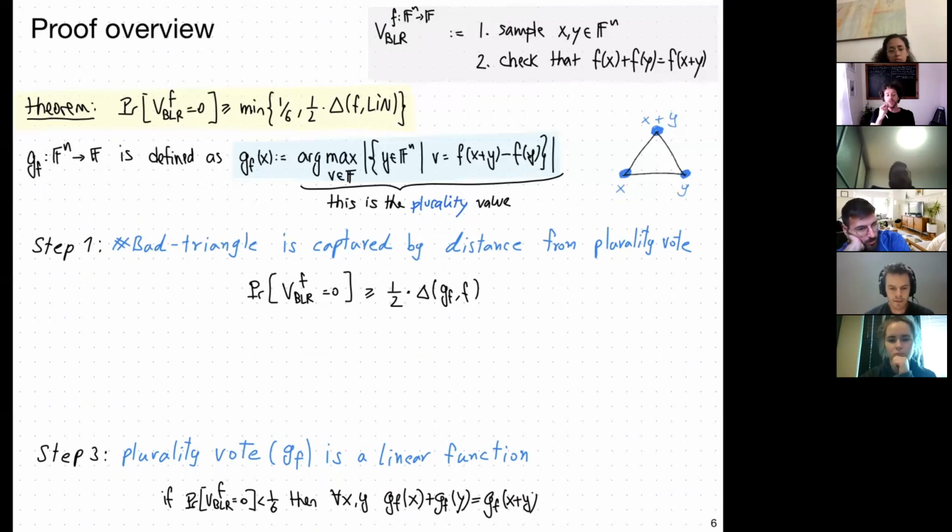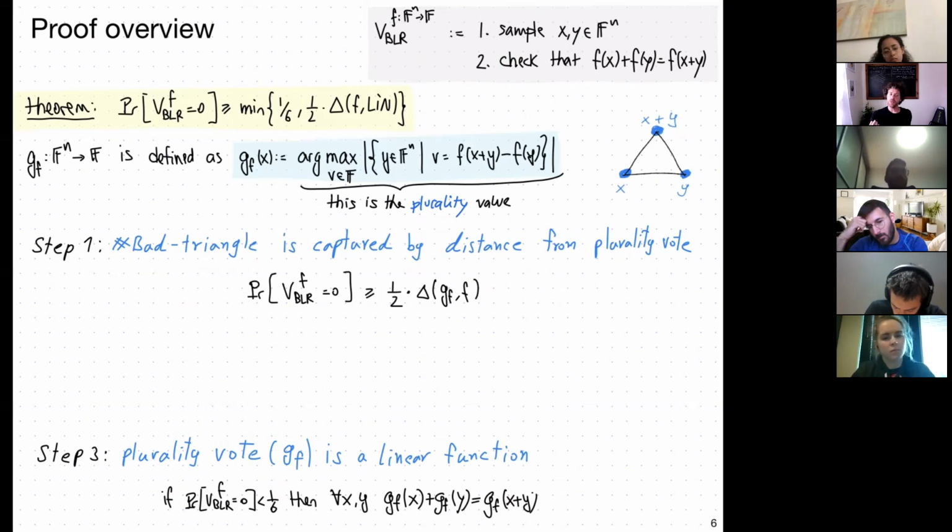And what we'll actually show is that if we don't have too many bad triangles to begin with, then this correction will work nicely and the function will be entirely linear. This is not trivial: going with the plurality vote would actually give us a linear function, but we'll show that. So let's see what we have.